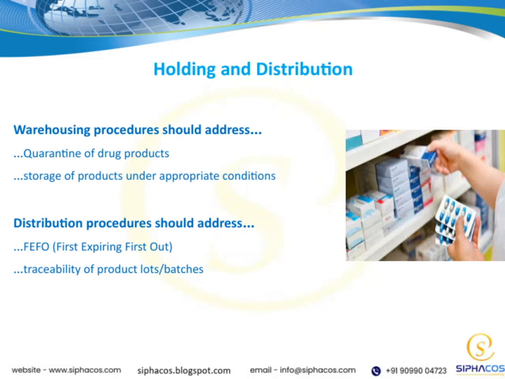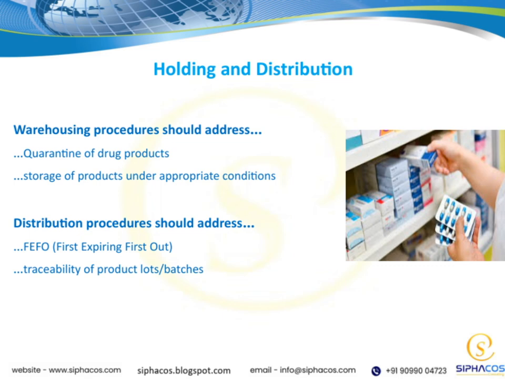Now, let's talk about warehousing procedures. It's really important that these procedures address a few key aspects. First, quarantine of drug products. This means that any new or suspect products should be separated and held aside until they're verified to meet quality standards. It helps prevent unapproved or potentially unsafe products from reaching patients. Next, storage of products under appropriate conditions. Different medicines require specific temperature, humidity, and light conditions to maintain their effectiveness. Proper storage is crucial to ensure that the products remain safe and efficacious throughout their shelf life.